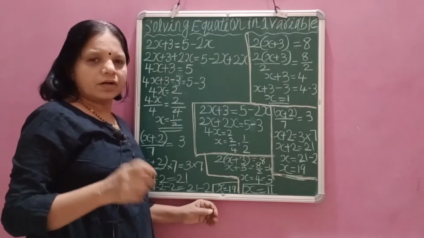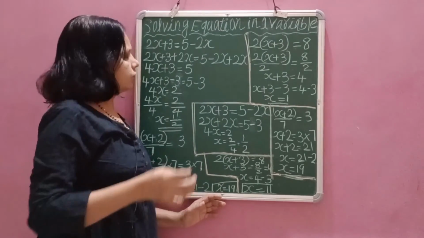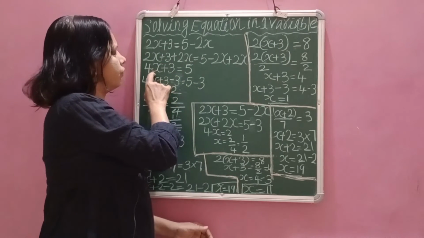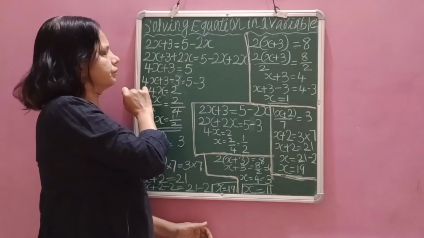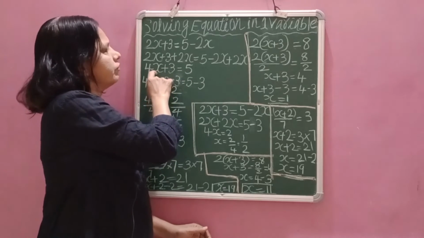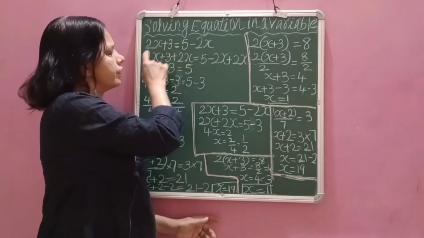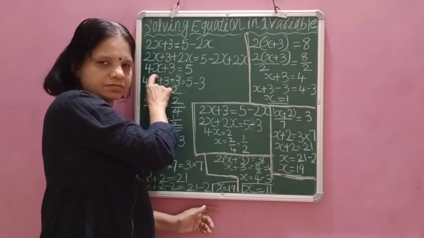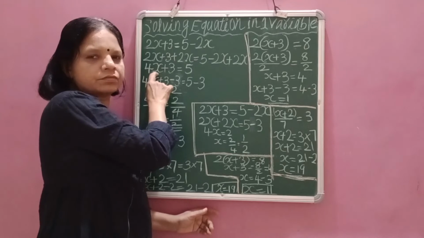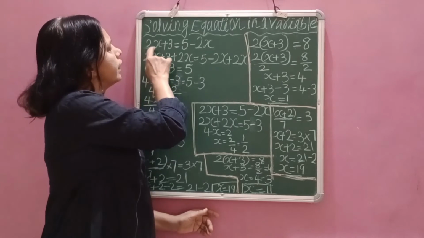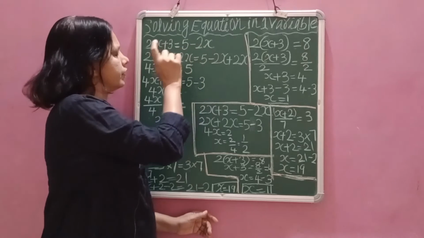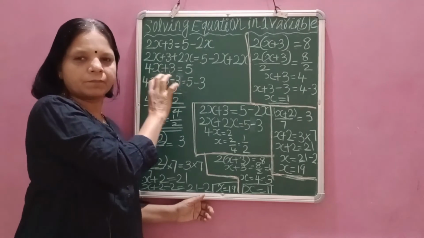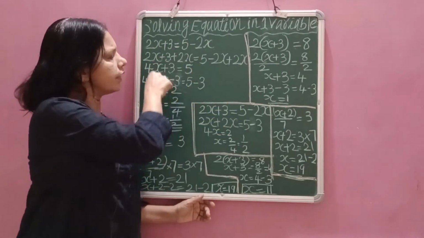Clear? Now, what it means actually. See here, how you got this step. See here, 4x plus 3 equal to 5. What we have done? Minus 2x came to LHS, become 2x plus 2x, 4x. So 2x plus 3 equal to 5 minus 2x is same as 4x plus 3 equal to 5 by using the property of equality. But here you can get the answer directly.